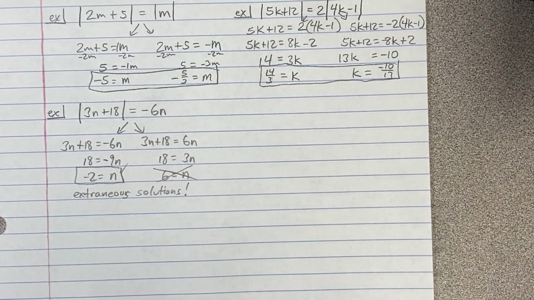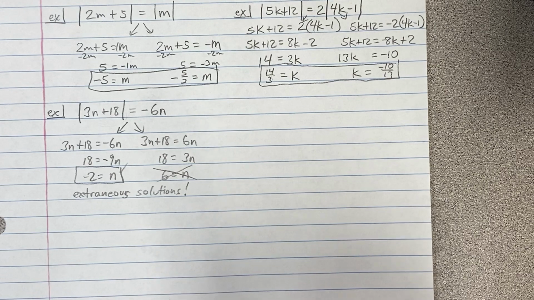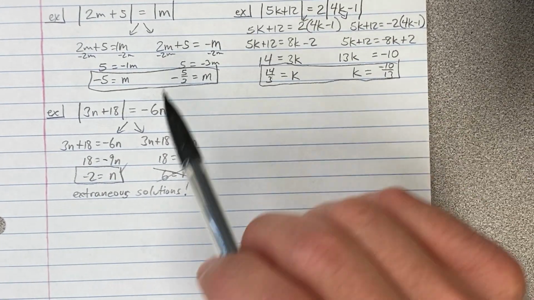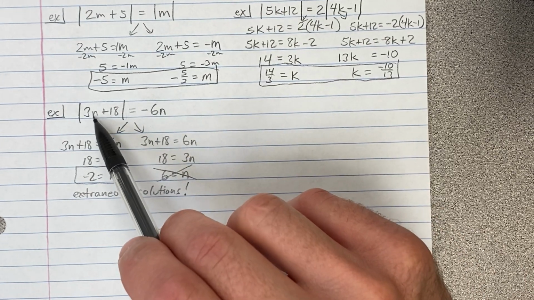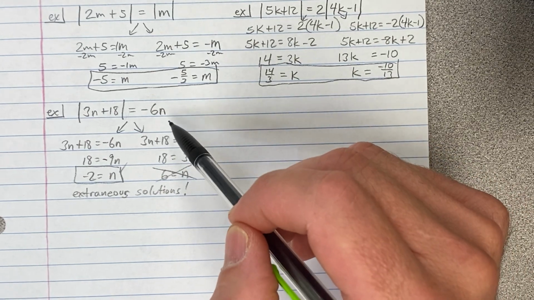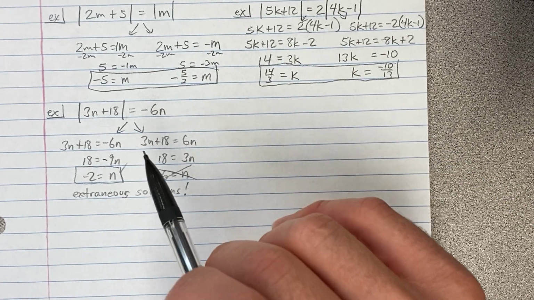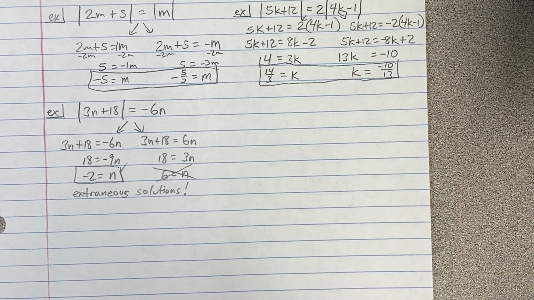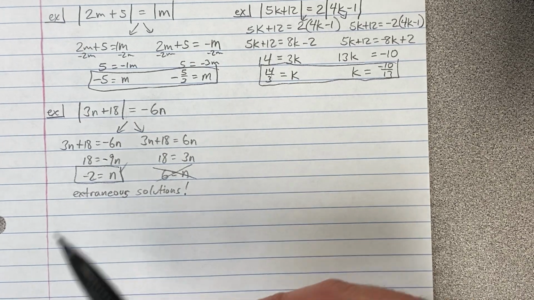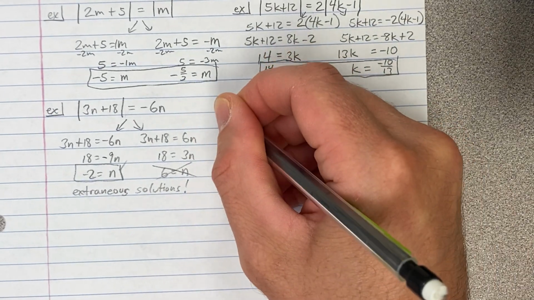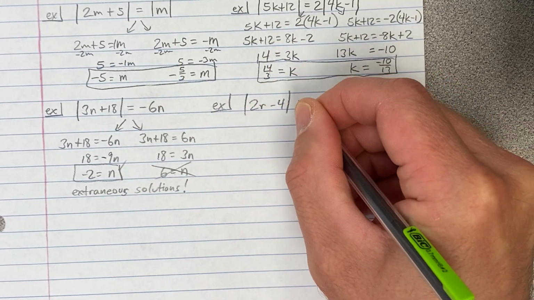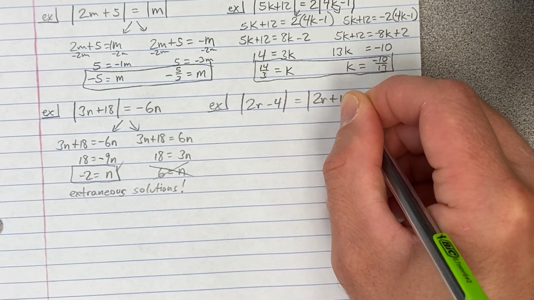Now, since we've already talked about it, what caused me to know that an extraneous solution was possible was the fact that we had a variable in the bracket and a variable outside of the bracket. So that introduces the possibility of extraneous solution. So that's what you can be wary of. All right, let's try another one. This one's kind of fun. Let's try absolute value bracket 2r minus 4 equals absolute value bracket 2r plus 10.